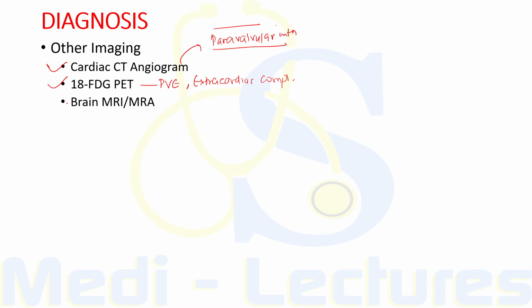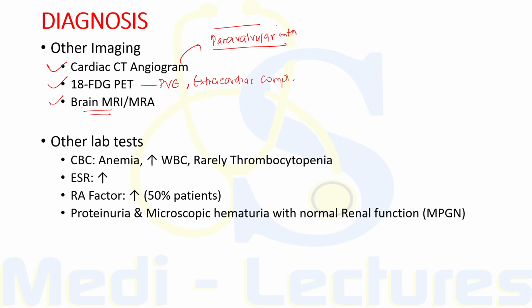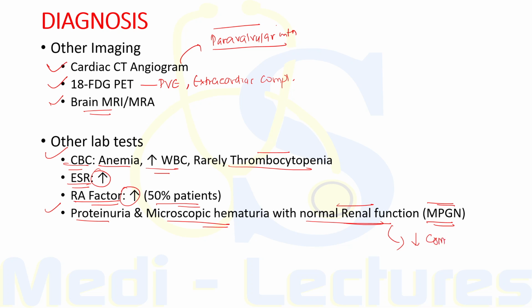Brain MRI or MR angiography is essential for assessing any emboli, hemorrhage or mycotic aneurysms in patients with neurological signs or symptoms. Now, as we have already discussed, other lab tests include, in CBC, we can find anemia, leukocytosis, and rarely thrombocytopenia. ESR and CRP are raised in almost every patient, and RA factor is raised in about 50% of the patients. We can see proteinuria and microscopic hematuria with normal renal function due to MPGN, which is hypocomplementemic glomerulonephritis.